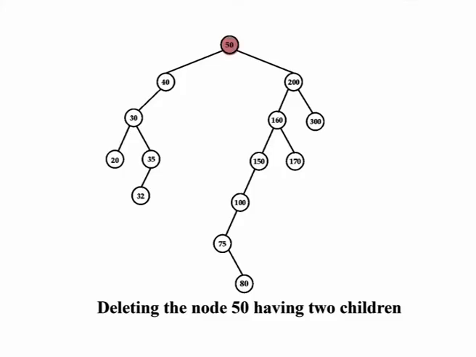Consider another example to delete a node containing two children. Suppose we want to delete element 50, which has two children 40 and 200. In this case, to delete the element 50, first step will be to locate the in order successor of 50. Here in order successor of 50 is node 75, which has one right child. This node 75 is deleted from here and node 50 is replaced by 75.